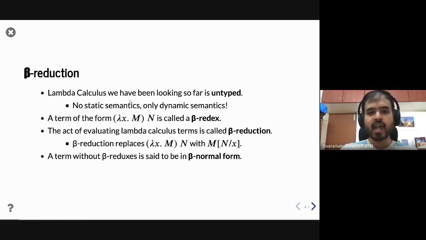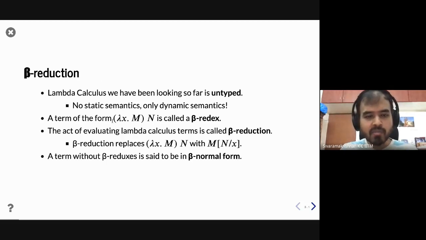And so far, the lambda calculus that we've been looking at is untyped, right? There are no types here, unlike OCaml. So there is no static semantics. There is no type checking. There is only dynamic semantics. The only semantics that you have for a lambda term is what happens when you evaluate it. That's the dynamic semantics. I will introduce a few terms, but I will also touch upon all of these terms in the rest of the lecture. So the thing that we are going to look at is beta reduction.